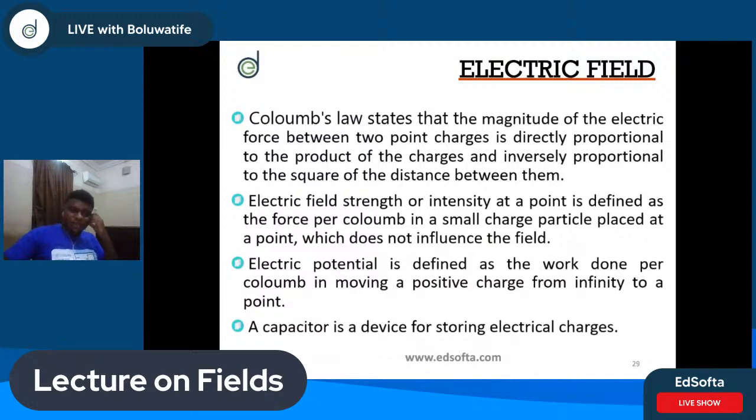Okay, so the next guy is what? Electric field. Coulomb is the guy here. The thing is, they both look alike. Coulomb's law states that the magnitude of the electric force between two point charges is directly proportional to the product of the charges and inversely proportional to the square of the distance between them.